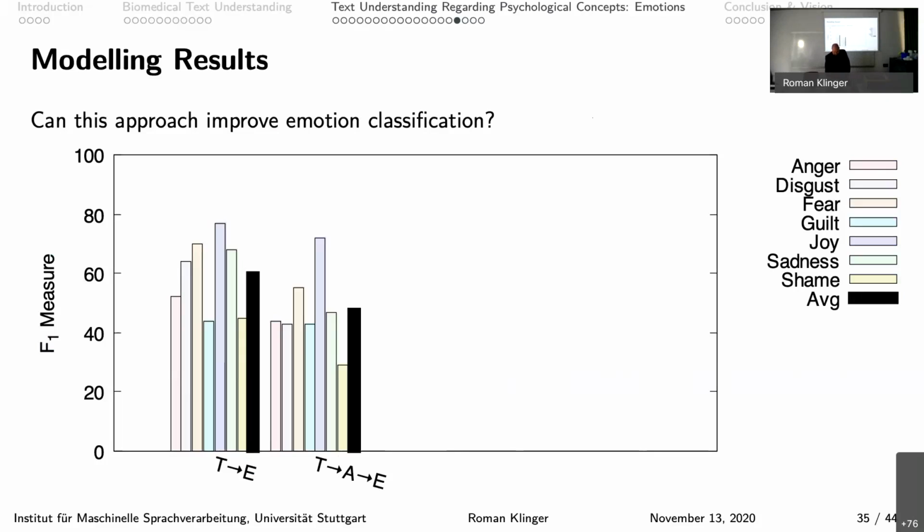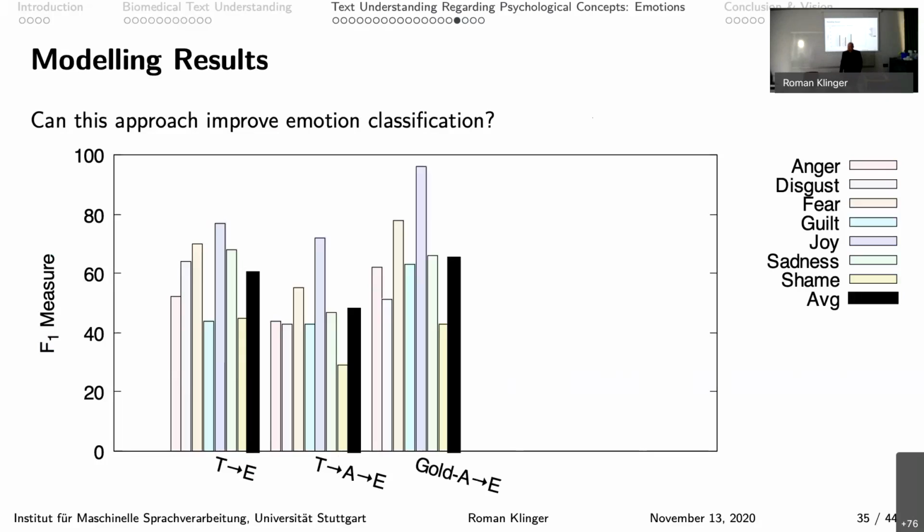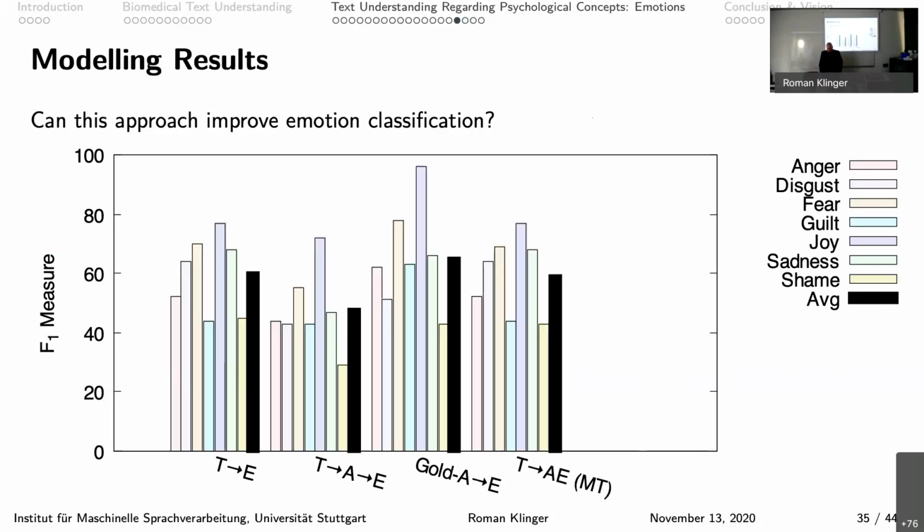Sometimes it's not successful. However, in principle, there is a potential to improve the result when we just use the appraisal dimensions to predict the emotion, which is knowledge known from psychology, but not necessarily known to also be possible when you post-annotate such a corpus. We see that we would be able to get a better result. So if we had a better appraisal classifier, we would be able to also increase the emotion classification. That's our assumption at the moment. For multitask learning, we didn't see an improvement.